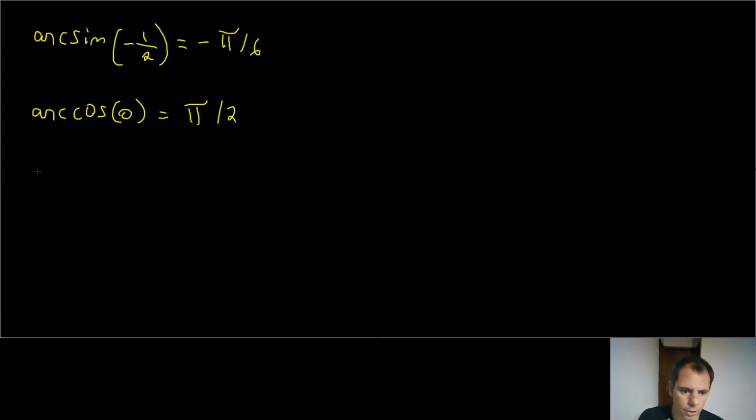The arc tangent of the square root of 3. So when is the arc tangent square root of 3? Well, at 60 degrees, tangent of 60 degrees is square root of 3. So that's what we're going to use. The arctangent square root of 3, it's 60 degrees. So it's pi divided by 3.